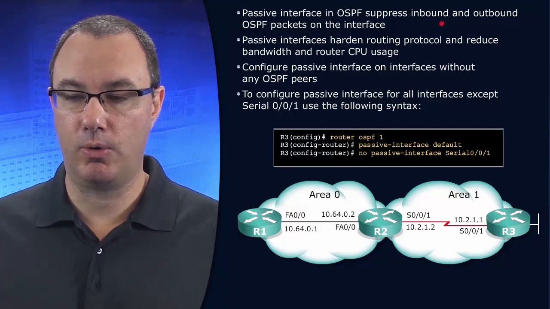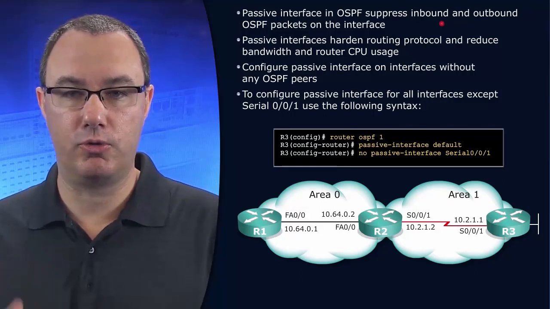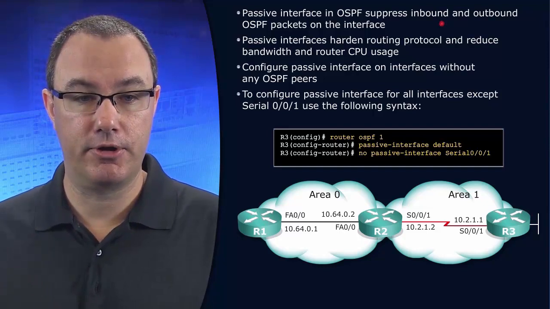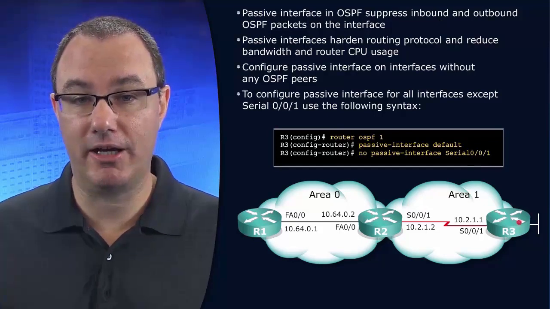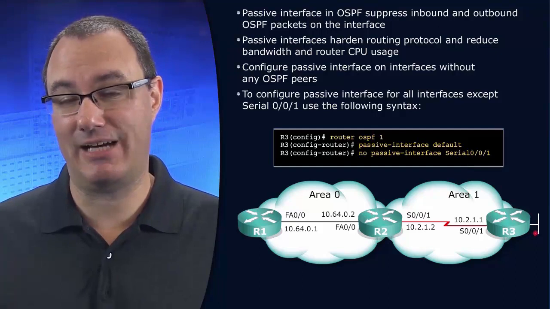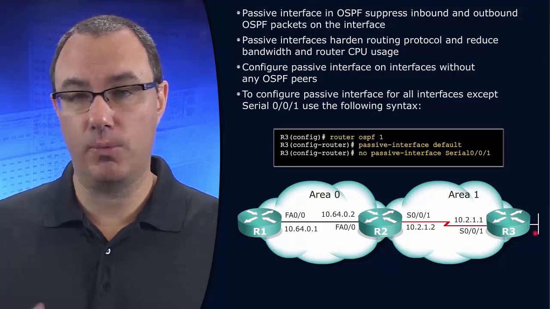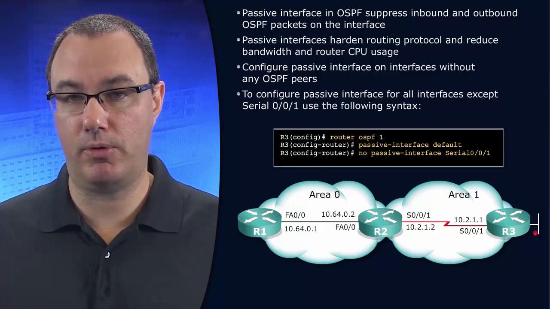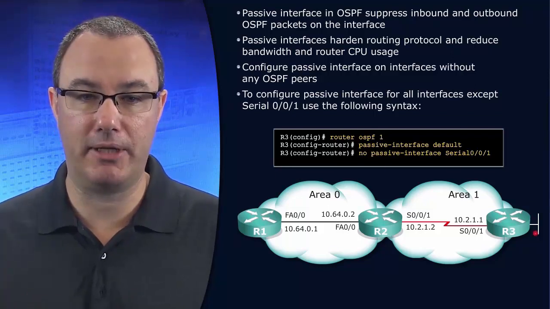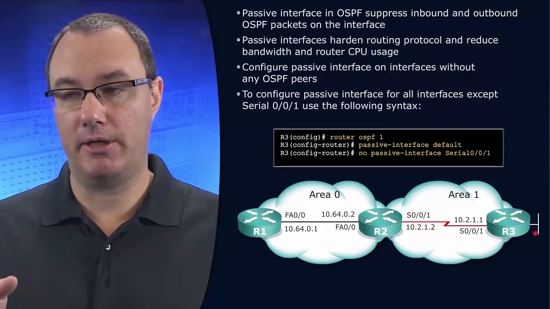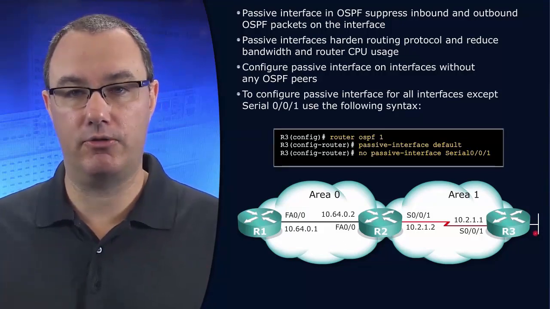Now you might think, well, why not just craft better network statements that exclude that interface? Well, if you do that, you would not advertise the subnet of that interface. And therefore, it would not be part of your routing domain at that point, at least from the perspective of OSPF. So let's say we've got a leaf subnet that's maybe going down to a VLAN where end users live.